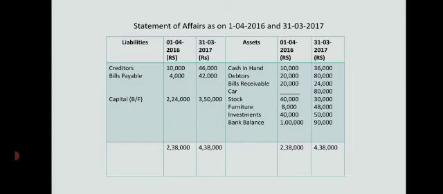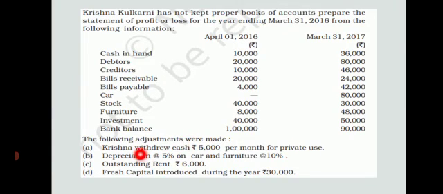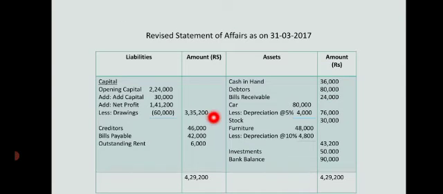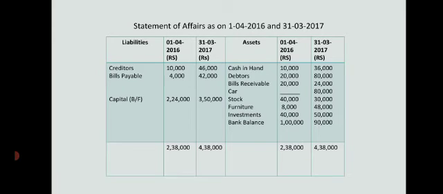Now there is one more current liability, outstanding rent. That also we will record in the revised statement of affairs. Liability side, outstanding rent. So on both sides you will get the same total. It is 4,29,200. Your balance sheet tallies, it is 4,29,200, right? So this is your problem for 12 marks.